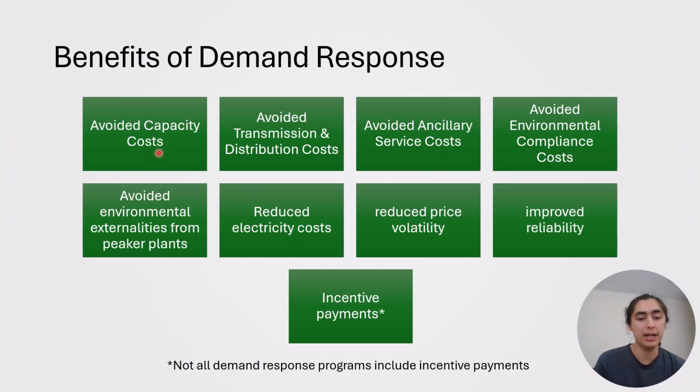Also, we avoid capacity costs. A capacity cost is a charge on your electricity bill that ensures that you will be supplied power even when we are in times of peak instability. If you do not pay that charge on your electricity bill, then it's likely that your household will be the first to lose power in some kind of critical grid emergency.